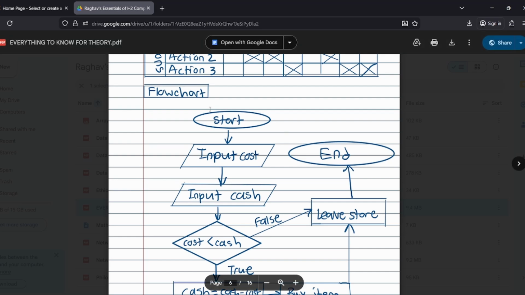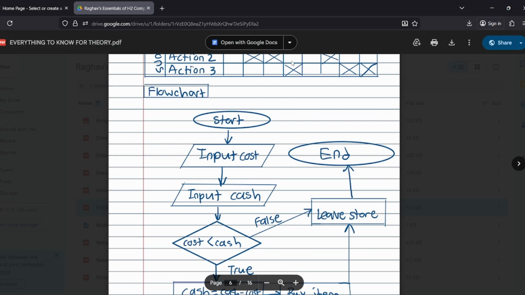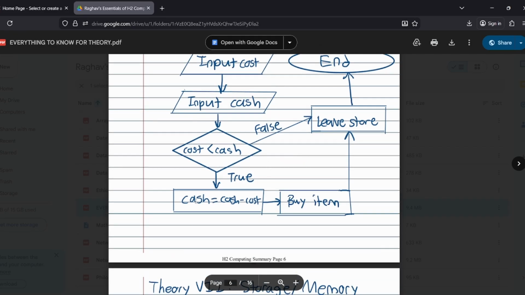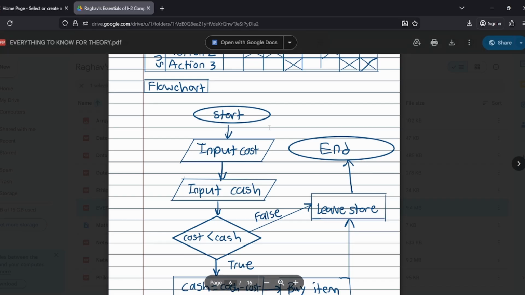Then you have flowcharts, which is just start and then input. Again, you need to use a rhombus for inputs and outputs. For comparisons, you need to use a diamond. For events, you need to use a square. And then for your start and end, you need to put a circle.